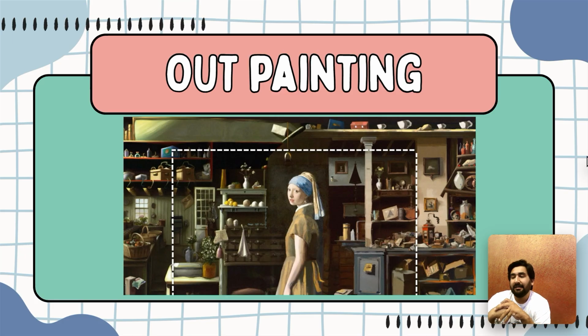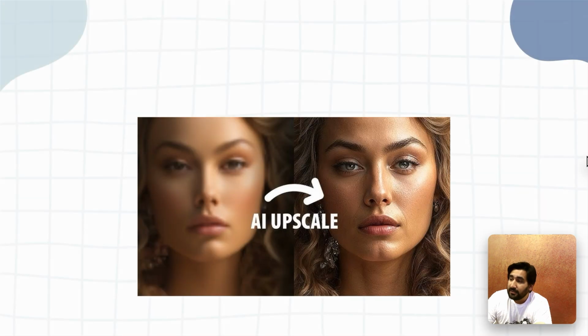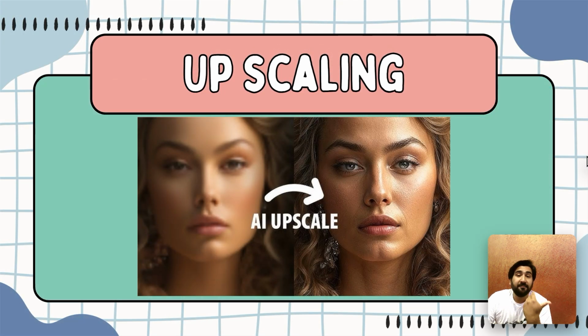So that's where outpainting can really be helpful. You will be surprised to know that these three or four things are not all that Stable Diffusion does. There is much more than that. Stable Diffusion can help you upscale an image.